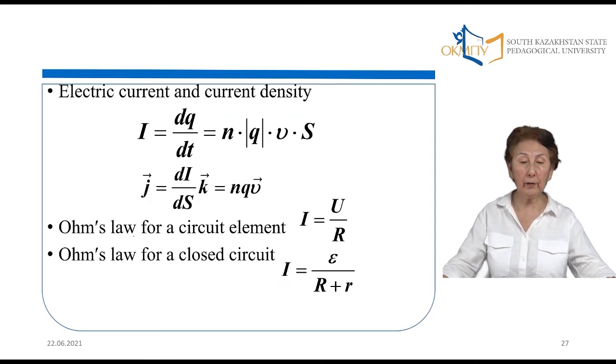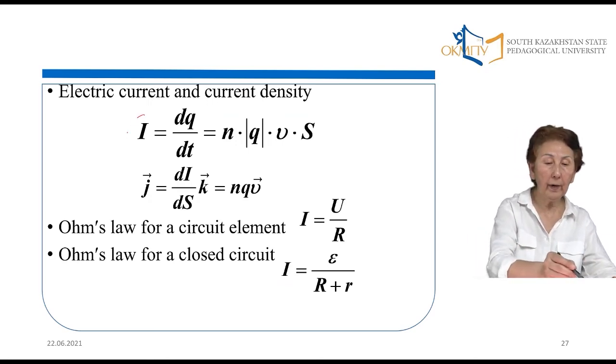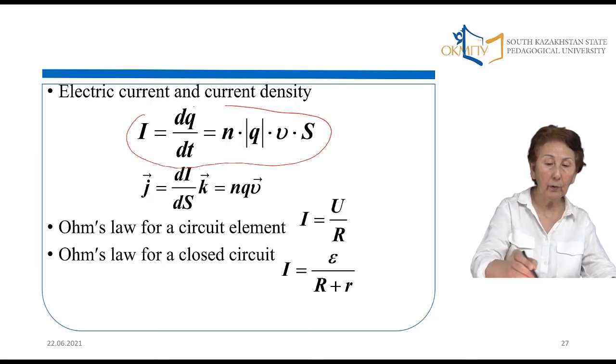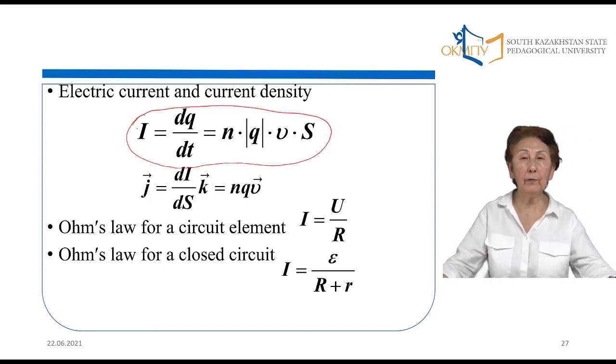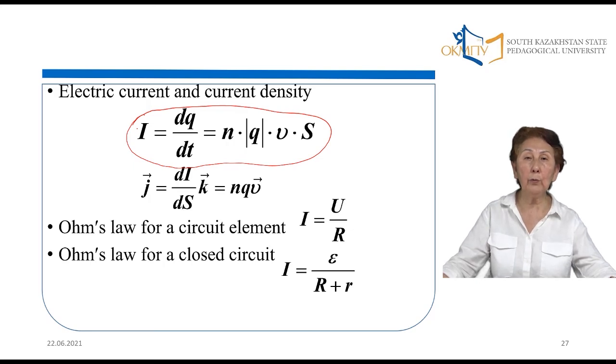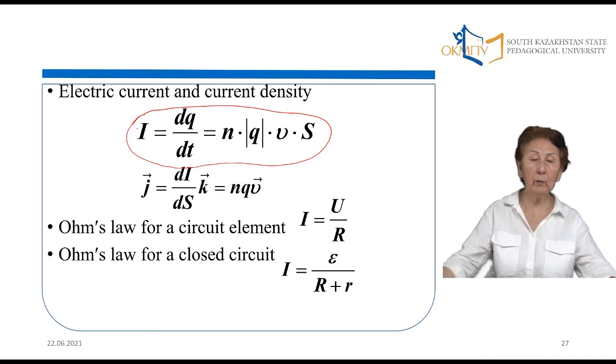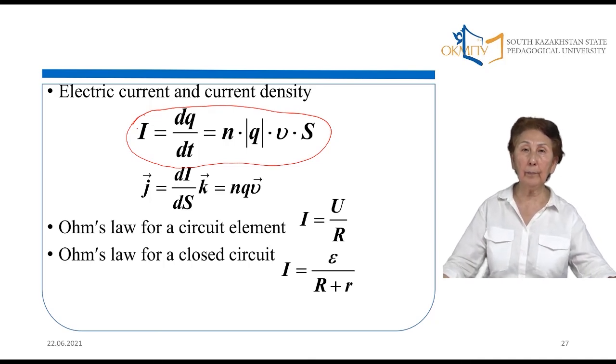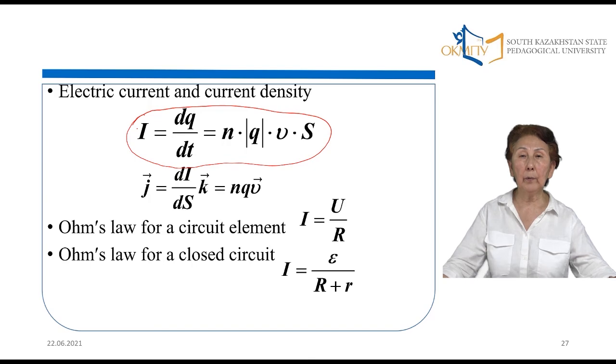Electric current and current density are defined by these expressions. So the current is the amount of charge that flows through the cross-sectional area of a conductor per unit time. And the current density is the amount of charge that flows through the unit cross-sectional area per unit time. So the current is a scalar quantity, and current density is a vector quantity.